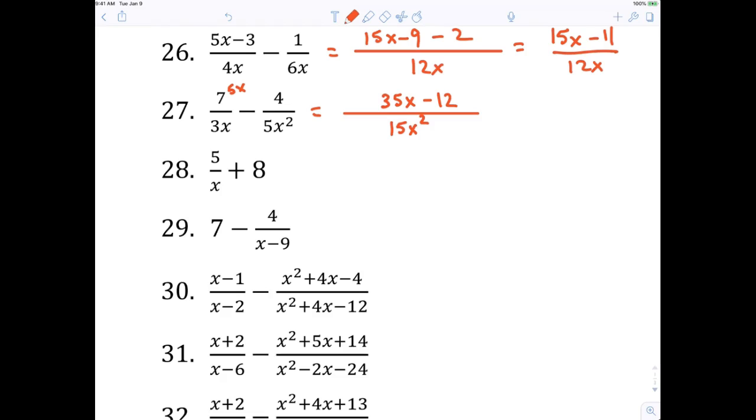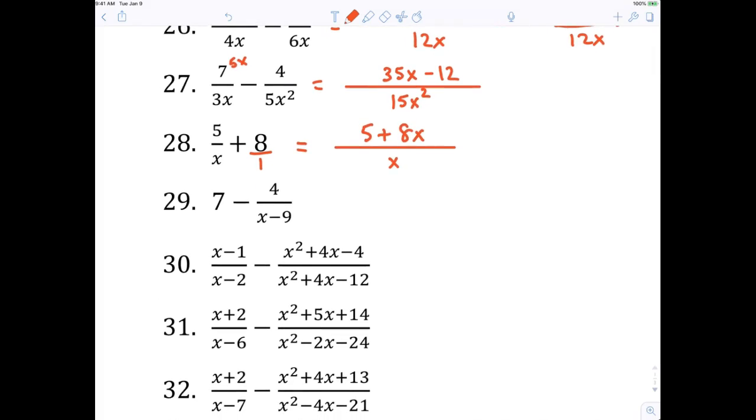All right. 8 is the same as 8 over what? 1. So common denominator, everybody. X. So the answer is just what? 5 plus 8x over x. That's how you should be able to tell me.